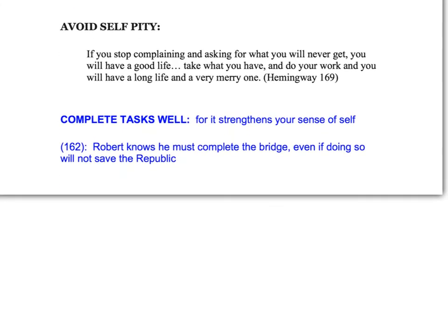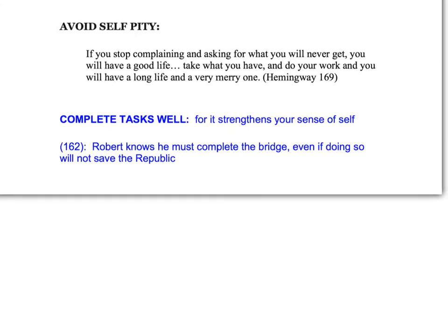Well, another code principle here is avoiding self-pity. Don't wallow in regret that you are being destroyed, if you will, by this war or by other external forces you can't control, because others are as well.